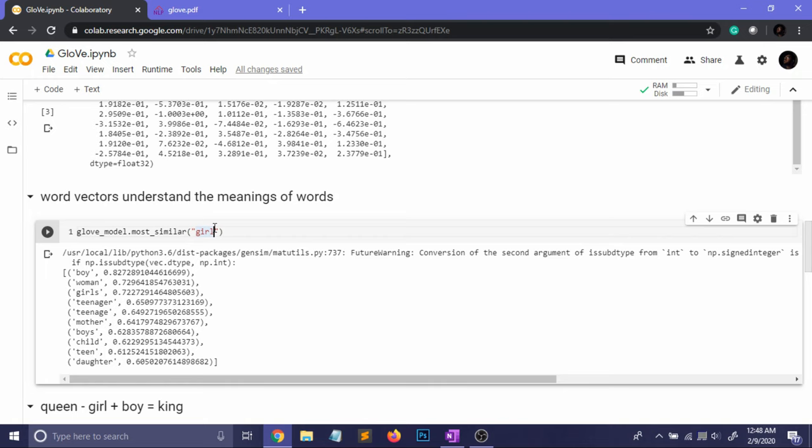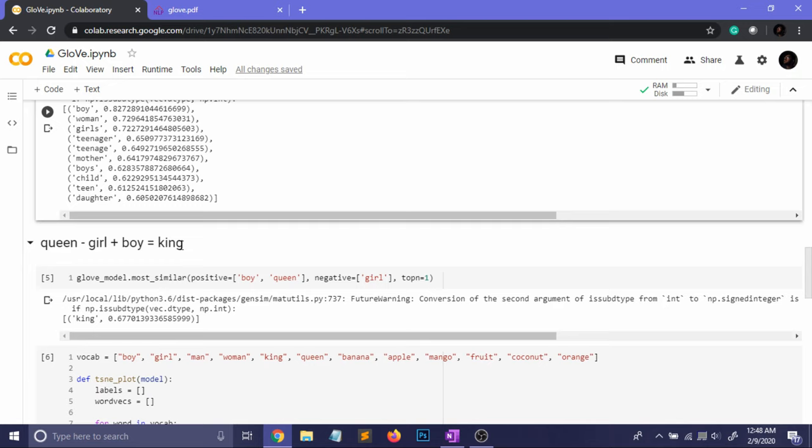And after that, I'm finding 10 most similar words for a particular word that is given by our model. Okay, so I have written here girl, and the similar words that our model has given me are boy, woman, girls, teenager, teenage, mother, boys, child, teen, daughter. And you will be amazed to see that the results are very close to what we got from the word2vec model. And here comes the famous expression, and I have explained this expression in my previous video. So here it is also giving me king, that was given by the word2vec model. So we can clearly see that this GloVe model was also able to capture the analogies of the words and the meaning of the words.